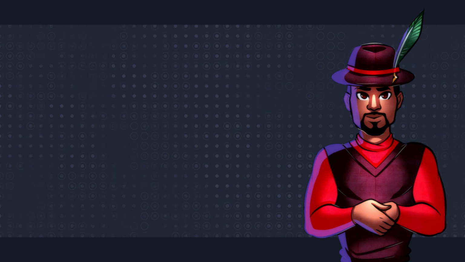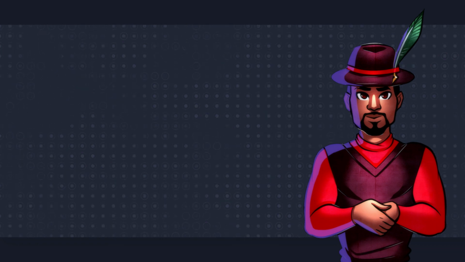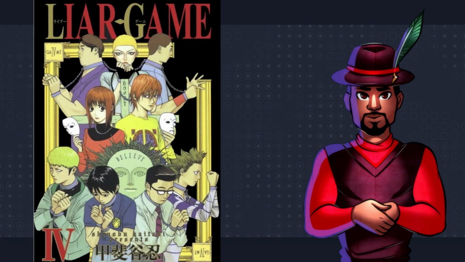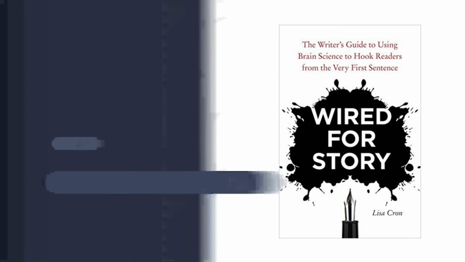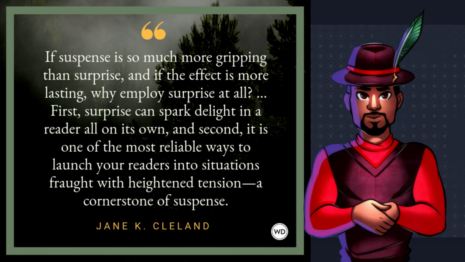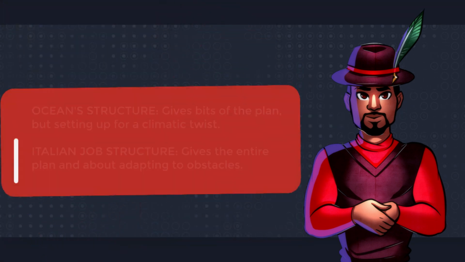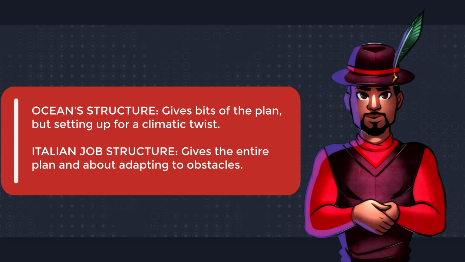Now, having said all this, I wouldn't ever wish to do away with ocean structure. One of my biggest influences, Liar Game, works well with it in the earlier arcs. I simply recommend questioning what a reveal provides the story. After all, the techniques we gain and possess are tools. We need to match the right tool to the right problem or project we have before us. And as a tool, there are many occasions where Italian job structure, despite being the less popular of the two, surpasses ocean structure when presenting a plan.